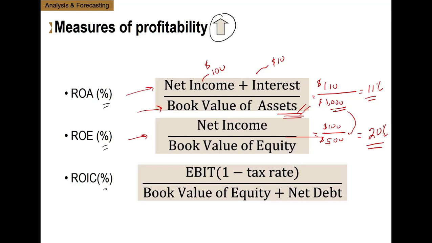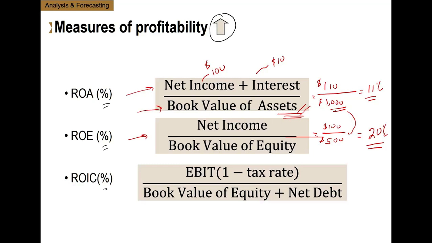What does that mean? For every dollar provided by equity holders, we're able to generate 20 cents of a dollar, right, in the form of payments that we're going to give those providers of funds. Okay. So one measures how well we work on behalf of all providers, ROA. The other one measures how well we work on behalf of equity holders.